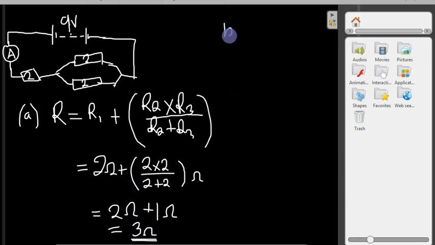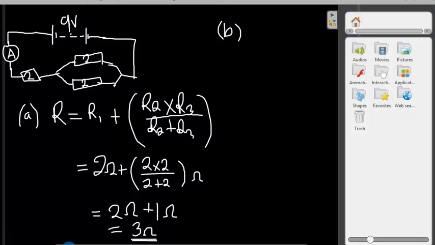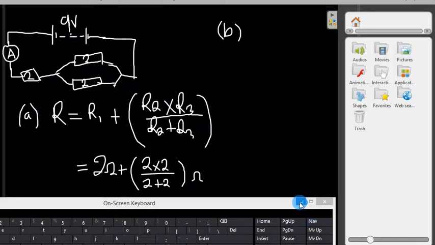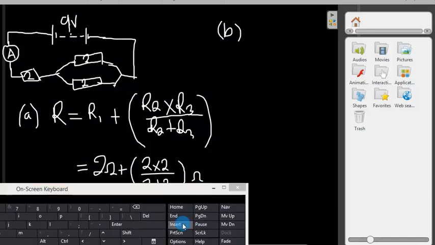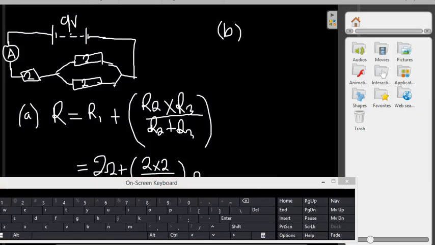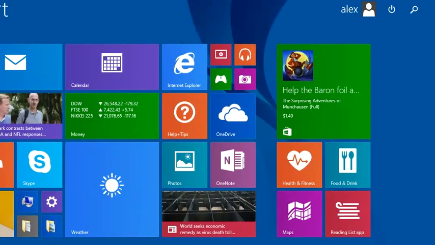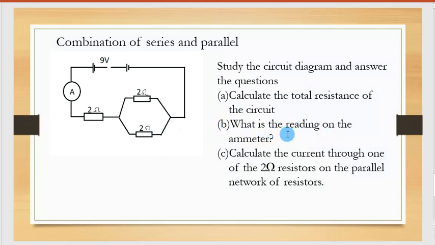Then we go to part B, now that we have found the total resistance. Part B was asking us to find the reading on the ammeter. Yes, it was asking us to find the reading on the ammeter. So let's go to part B now. Part B: what is the reading on the ammeter?